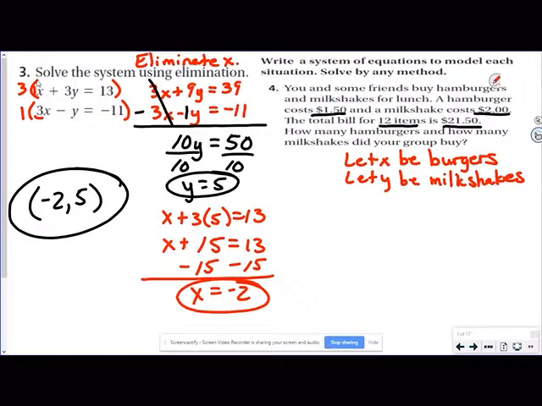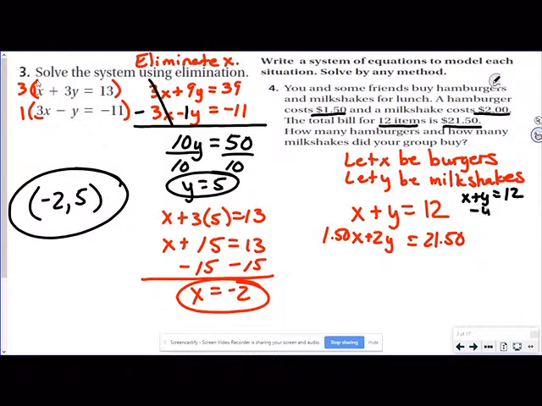So I know they bought 12 items. That means the burgers plus the milkshakes is equal to 12. I know it cost them a total of $21.50. Which means then what I can do is I have $1.50 per burger and $2 per milkshake. I'm going to choose to do this by substitution. So I'm going to decide to substitute for x. So x plus y equals 12. I'm going to solve for x by subtracting y from both sides.